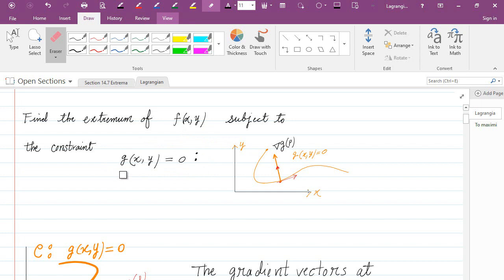So notice that the constraint equation is going to be some curve on the x y plane, and we are evaluating the function f at points on this curve, and we want to determine the maximum and minimum of f on this curve.